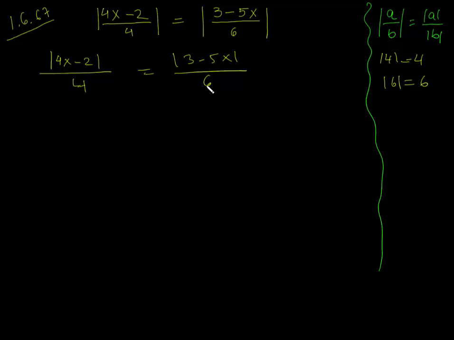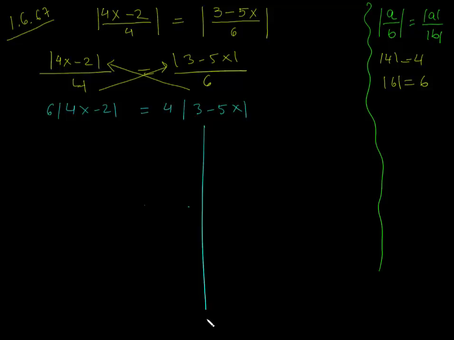In the next step, now it's up to you. You can cross multiply first and then write the equations, or you can create the two equations and then cross multiply. It's completely up to you. The result is not different. What I like to do is cross multiply first. So we take the 6 and the 4 to the other side. So this becomes 6 times (4x minus 2) equals 4 times (3 minus 5x).